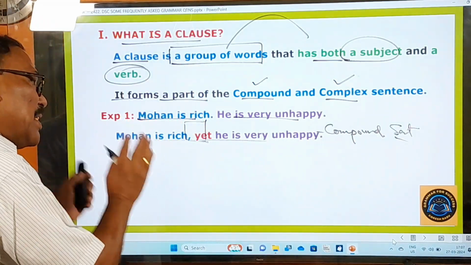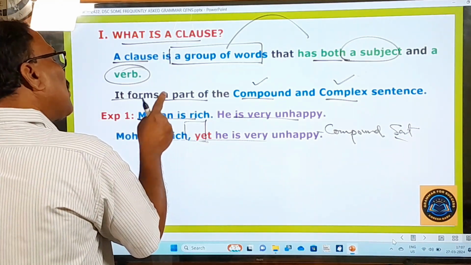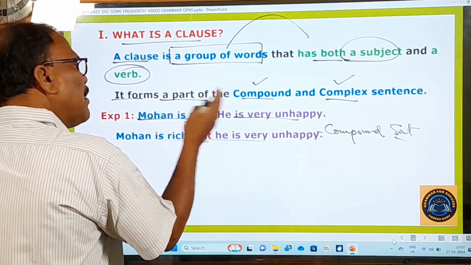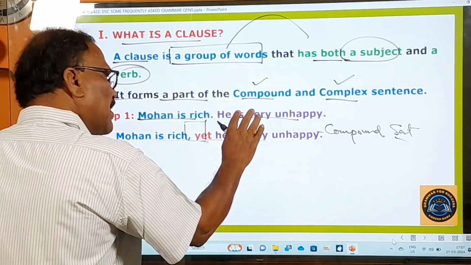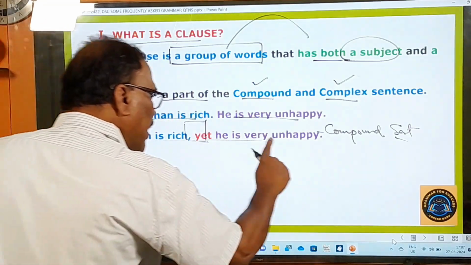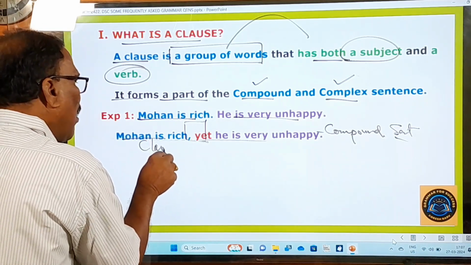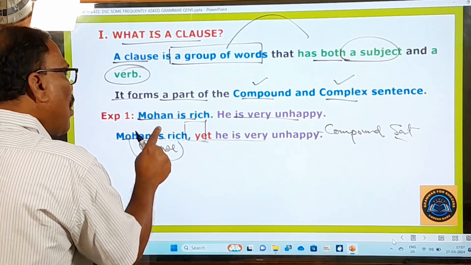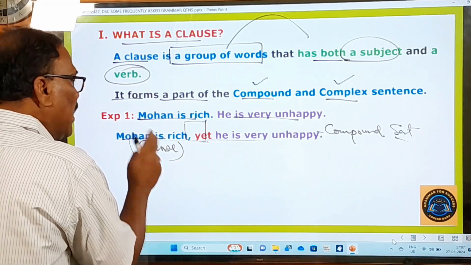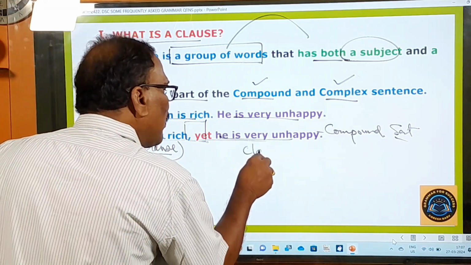Next important point: Mohan is rich. Earlier, this was a separate, independent sentence. Similarly, he is very unhappy was also a separate and simple sentence. But now, when these two sentences are combined into a compound sentence, what happened? Now this is called a clause. Mohan is rich is no longer called a separate or independent sentence. It is now called a clause. And he is very unhappy is now also called a clause.